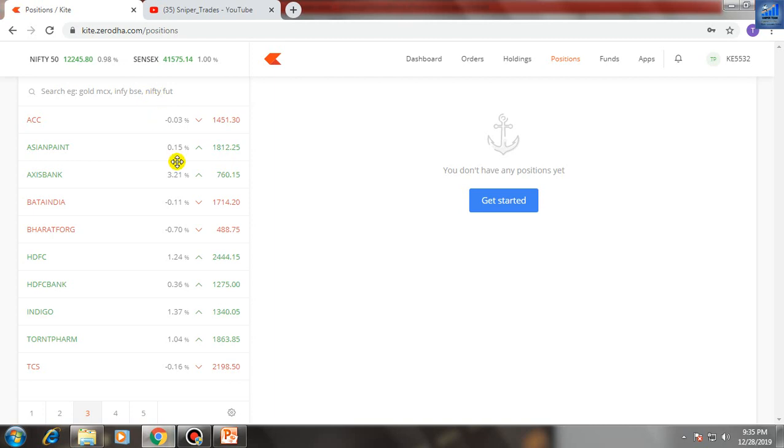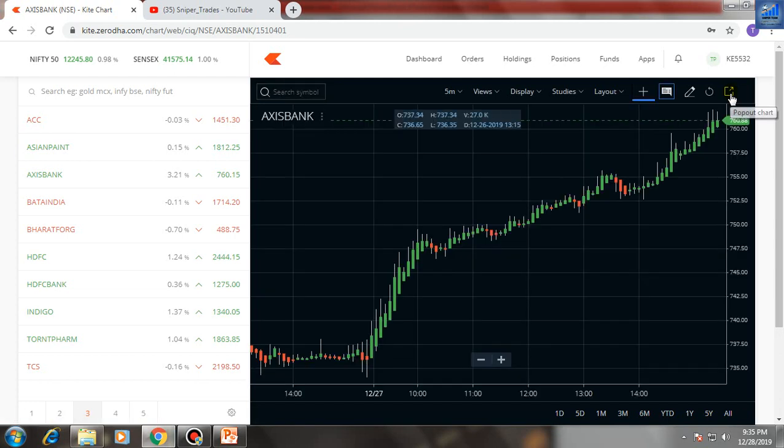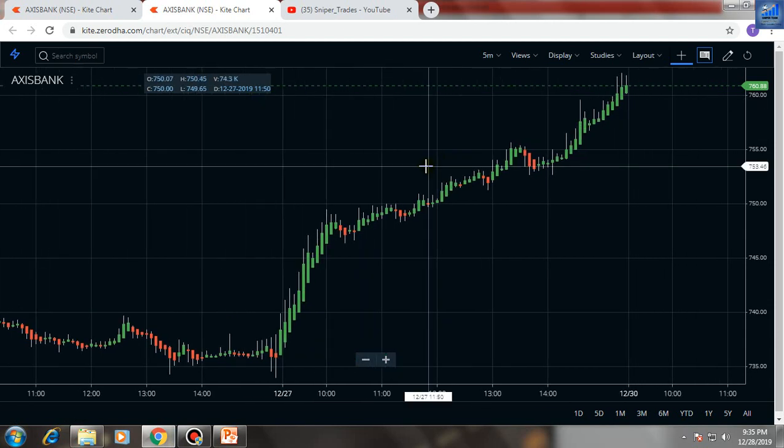I am using the Zerodha trading terminal to explain the strategy. So I am taking Axis Bank here for explaining the strategy first. The 3 exponential moving averages we use here are the 55, 21 and 9 exponential moving average.